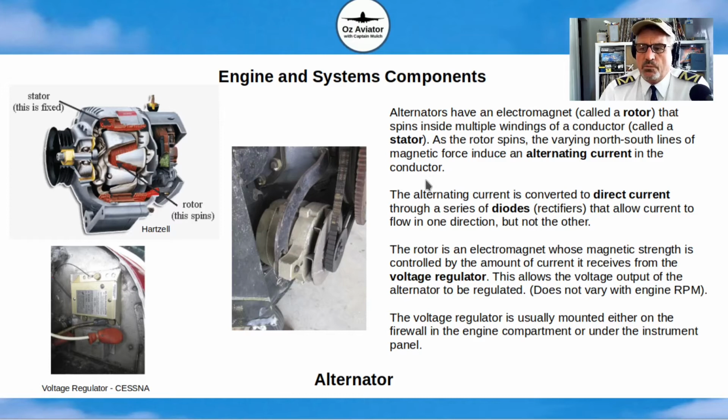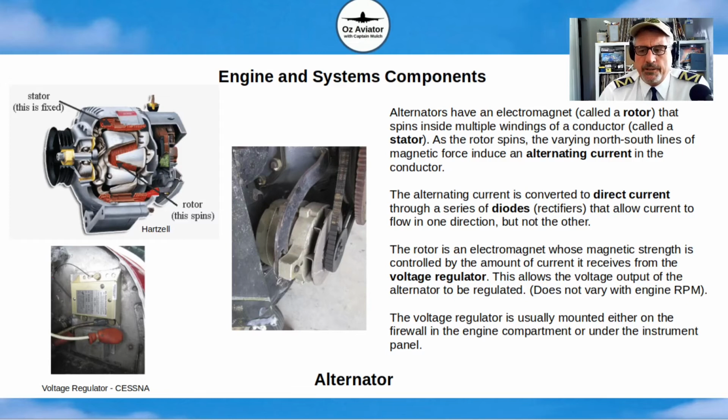The way an alternator works is it actually produces alternating current, which is why it's called an alternator. And the alternating current is a backwards and forwards current. The electrical system of the aircraft uses direct current, a current that only moves in one direction. So there's a series of diodes, also called rectifiers, which rectify the current to move in only one direction.